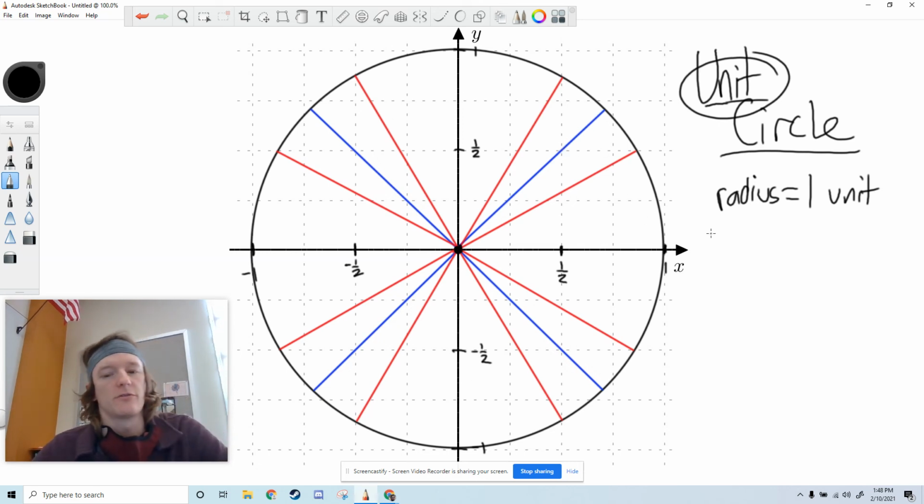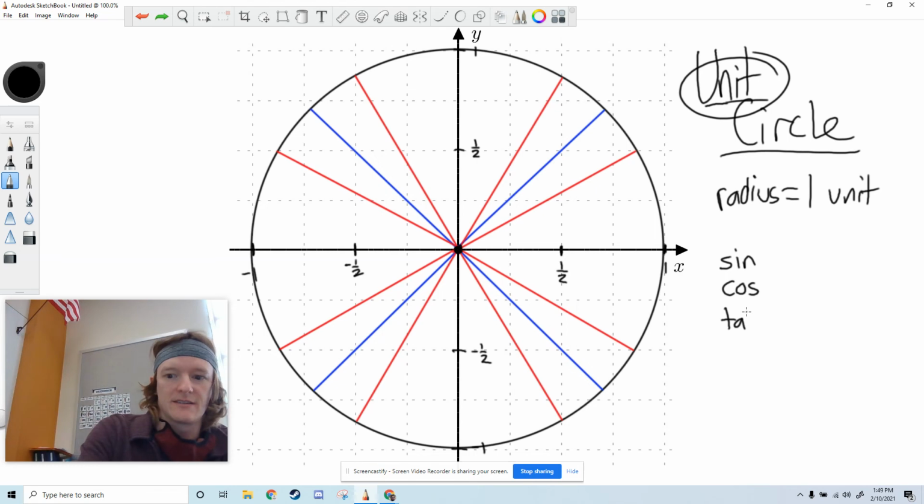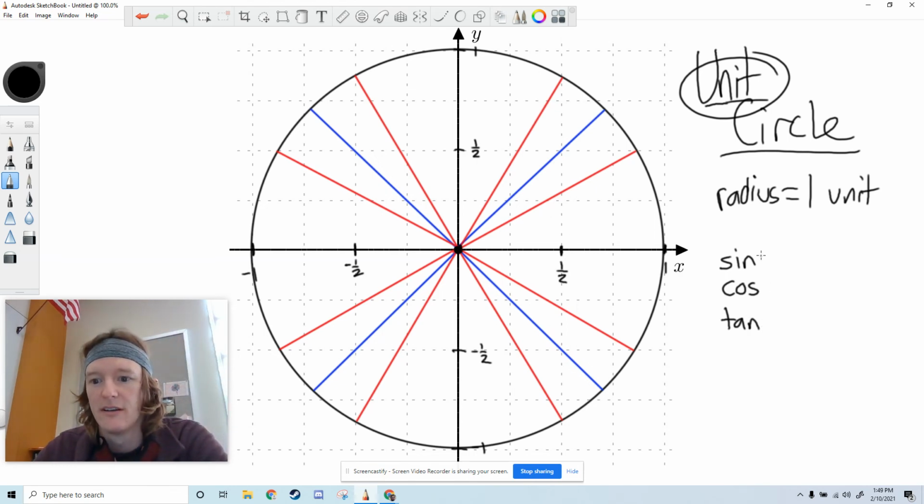So the radius of this circle is 1, and we can use this circle, and notice it's a coordinate plane where we have an x and a y axis, and we measured. There's a half, there's 1, there's a half, there's 1, there's negative a half, negative 1, negative a half, negative 1. And you've probably seen on your calculator these buttons, sine, cosine, and tangent.